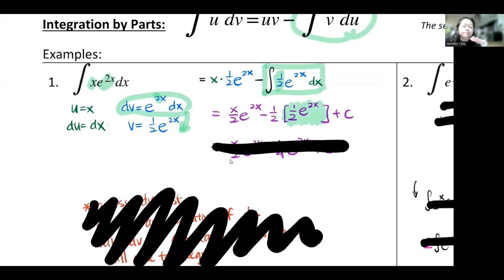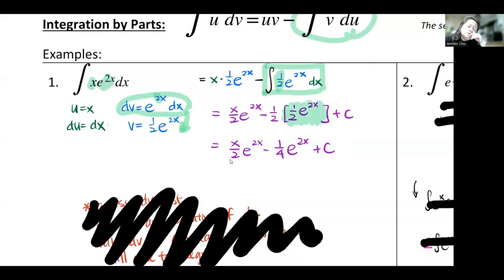And then I clean that up. This is where you put the plus c. At the very end, you put the plus c. Because right now these are indefinite integrals, we'll put the plus c at the end, which is right here, right? So the last piece is just clean up. I'm going to clean this up and make sure that I have all my terms a little bit clean. Okay, so you have x over 2 e to the 2x minus 1/4 e to the 2x plus c.